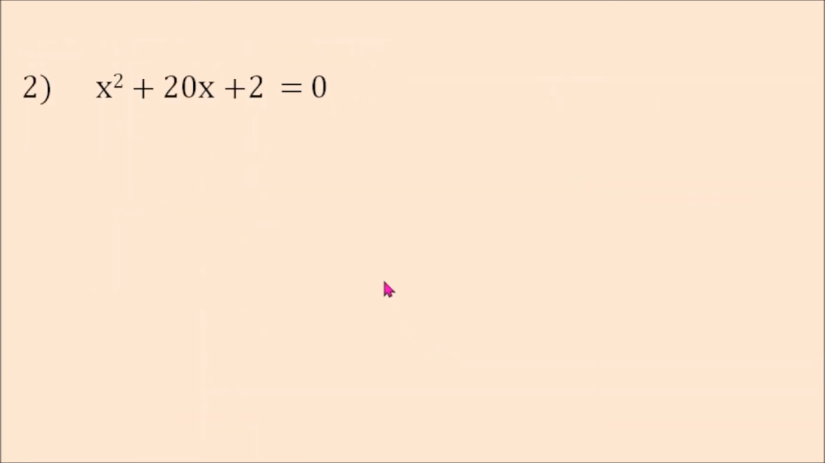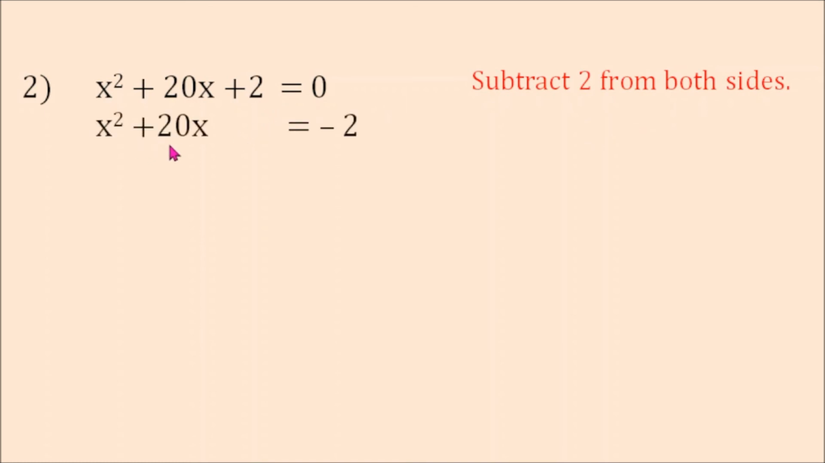Example number 2. Let us solve x squared plus 20x plus 2 equals 0 by completing the square. So the first thing we are going to do is to move this constant to the right hand side of the equation. So we are going to subtract 2 from both sides. So it becomes x squared plus 20x equals negative 2.